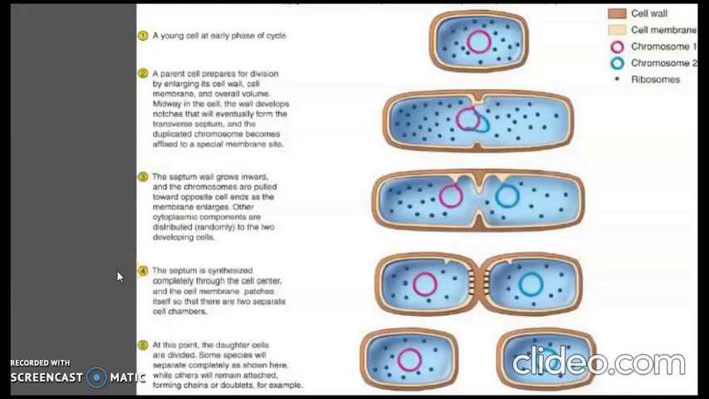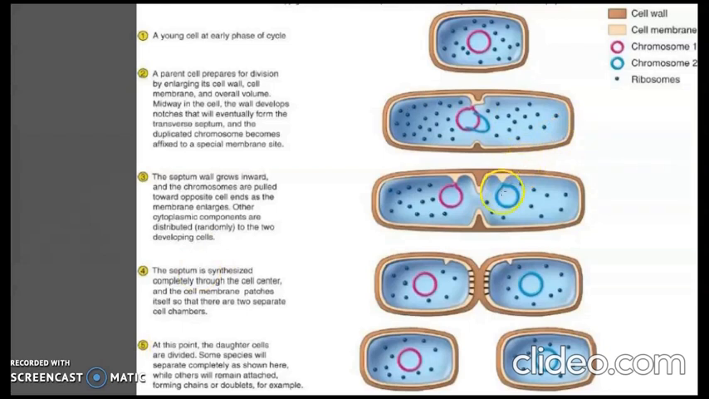Let's see the stages of binary fission once again. A parent cell prepares for division by enlarging its cell wall, cell membrane and overall volume. Midway in the cell, the wall develops notches like this that will eventually form the transverse septum, and the duplicated chromosome becomes affixed to a special membrane site. Here you can see the cell wall in brown color and the cell membrane in a light yellow color.